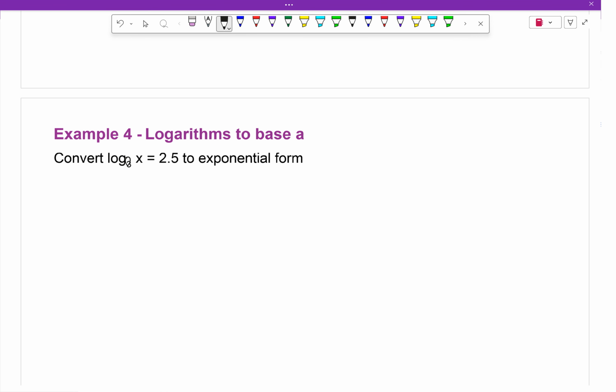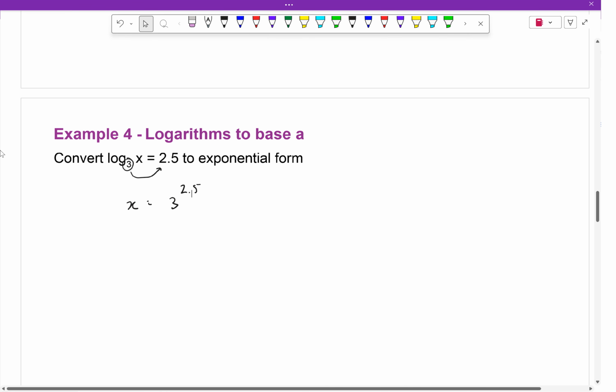Now convert log 3 x to 2.5. Again, because its base is 3, that means we move our base to the other side. So that results into x equals 3 to the power of 2.5. And our final answer is just that. Yeah, that's our final answer, unless it asks for decimal places.